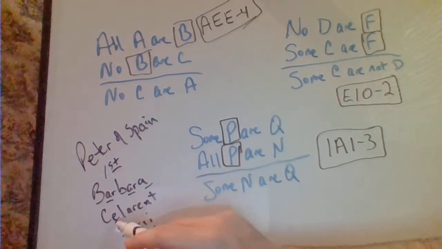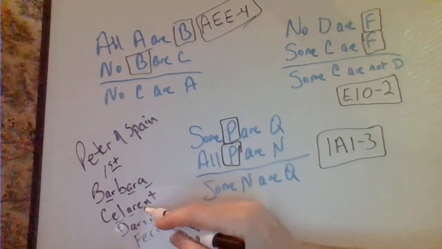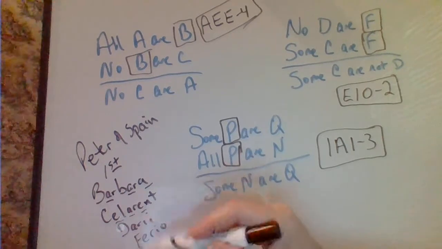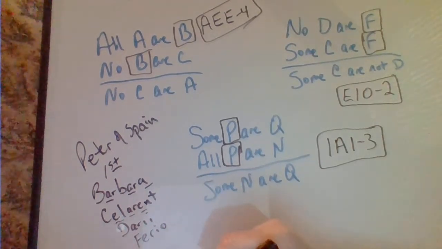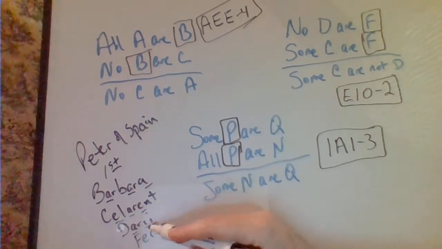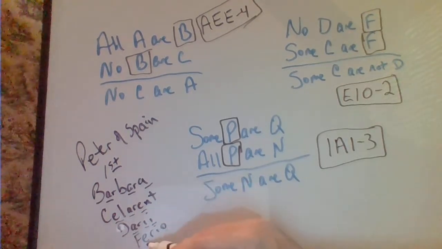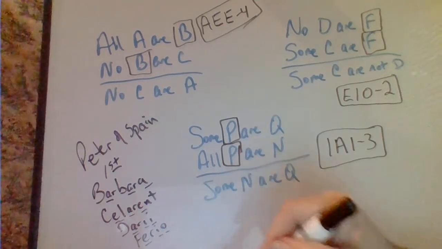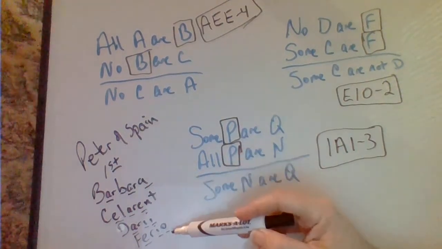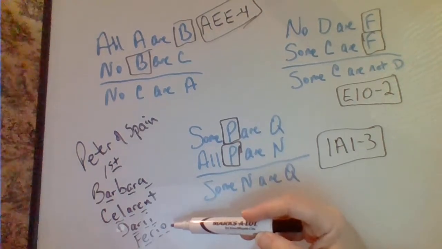Celarent, E-A-E. So if you have an E-A-E figure one, that's also valid. Darii, A-I-I. So an AII figure 1 would be valid. Ferio, EIO. So an EIO figure 1 would be valid. All right? Any other figure 1 syllogism is going to be invalid. Those are the only four figure 1 syllogisms that are valid.